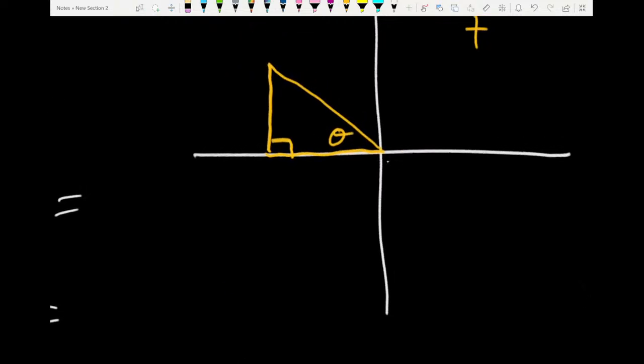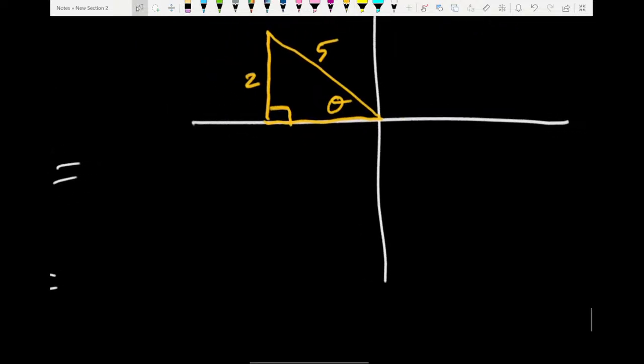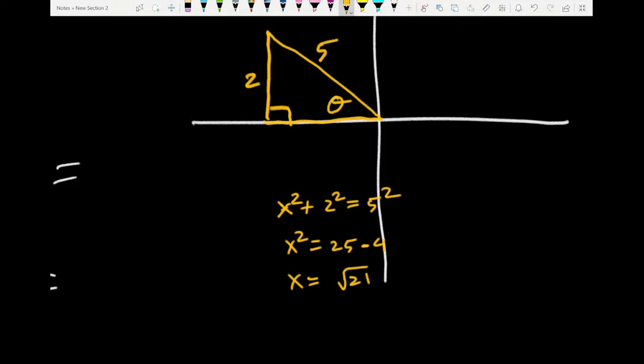It tells me that sine of theta, and we're going to use SOHCAHTOA. Sine of theta is opposite over hypotenuse. So we have sine of theta equals 2 over 5. So the opposite is 2, 5 is the hypotenuse. Can we find the missing side? Yes, we can. All we have to do is x squared plus 2 squared equals 5 squared. So x squared equals 25 minus 4. So x is the square root of 21, okay?